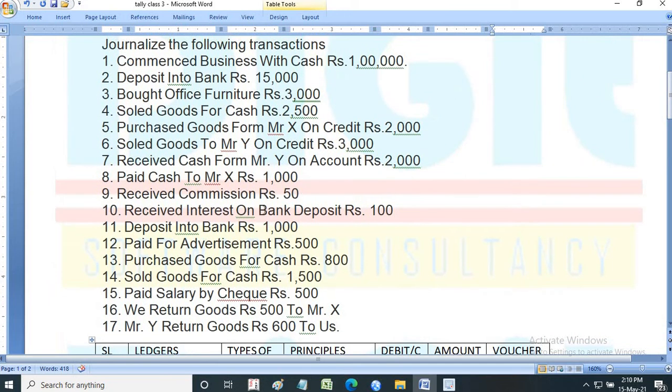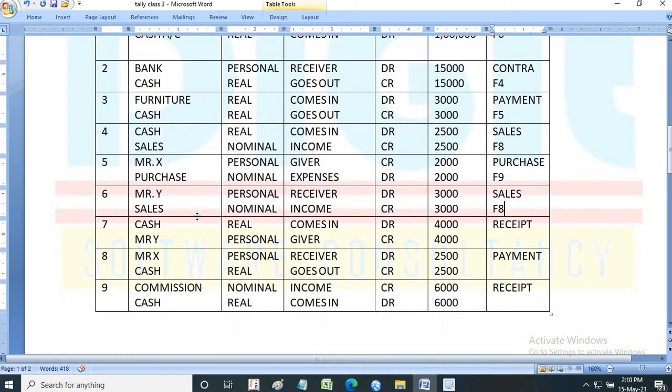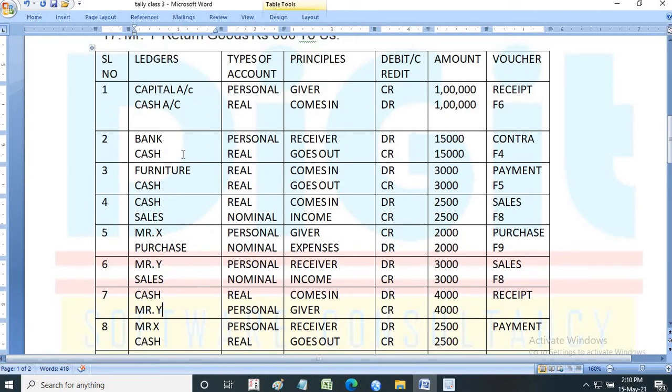Okay, next number 7, received cash from Mr. Y on account, rupees 2000. So here cash received from Mr. Y. So one ledger will be cash and one ledger will be Y. And you remember one thing, once we find that cash is real, it will always be real. It never changes. And Mr. Y, suppose is personal, we know that for a person it will always be personal. So here you find no changes for the same ledger.